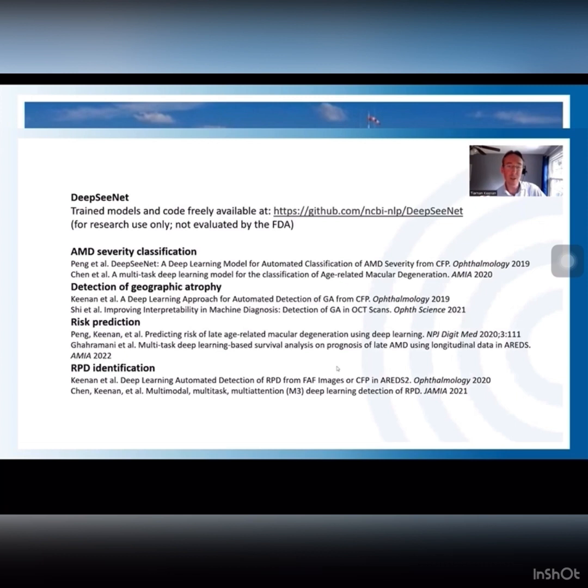All of the models and the underlying code, everything I've mentioned so far, is freely available for download to the community at GitHub. So if you search GitHub DeepSeaNet, you'll find it. It's for research use only. And I've also listed here some of the references, including the ones I've talked about, but also many that I haven't had time to talk about.